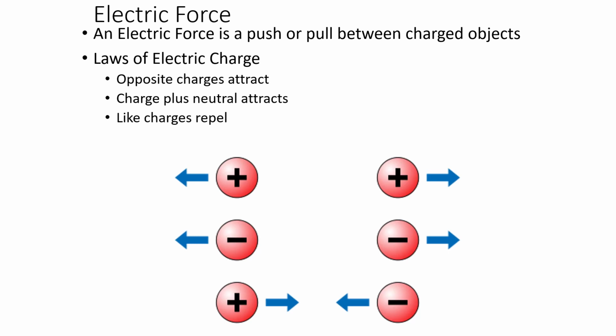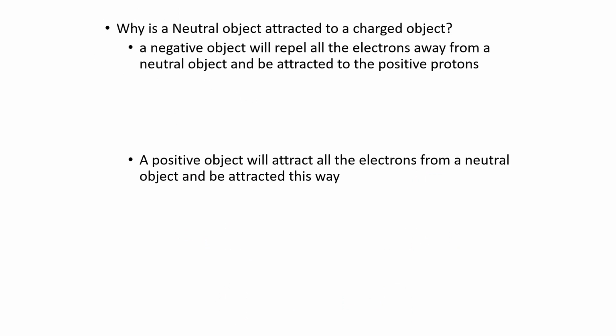We talked about this a little bit last time, and we can see a visual here. If we have two positives, they're going to push away, and two negatives will push away, and a positive and a negative will attract each other. I also wrote from last time's lesson that a positive plus a neutral will attract, and a negative plus a neutral will attract. So what I didn't explain is, why is a neutral object attracted to a charged object? We're going to go through that today.